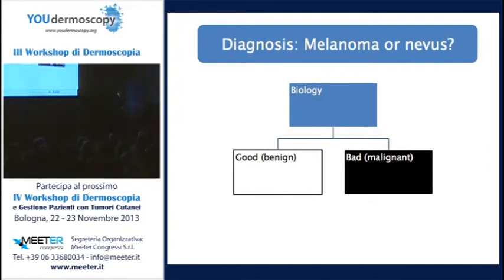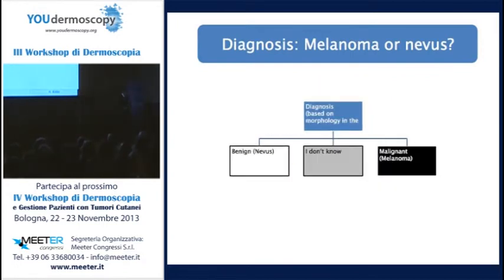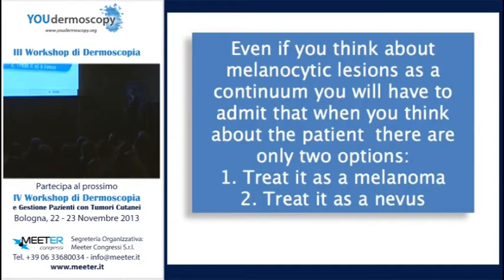We cannot always predict biology by morphology, because morphology is a continuum. And the only way to diagnose a melanocytic lesion is by saying, I'm sure it's good, benign, a nevus; I'm sure it's bad, it's a melanoma; or I don't know, and nothing in between. Well, I don't know is in between.